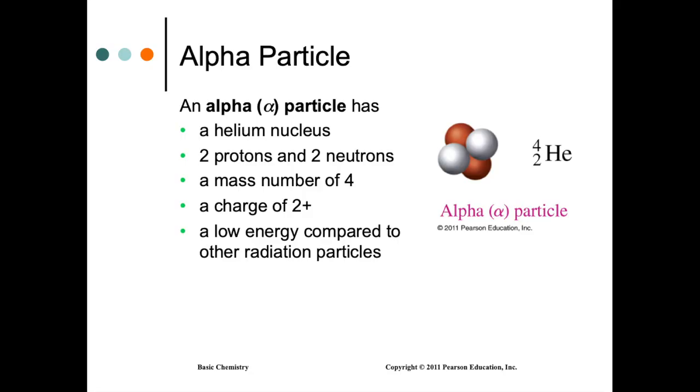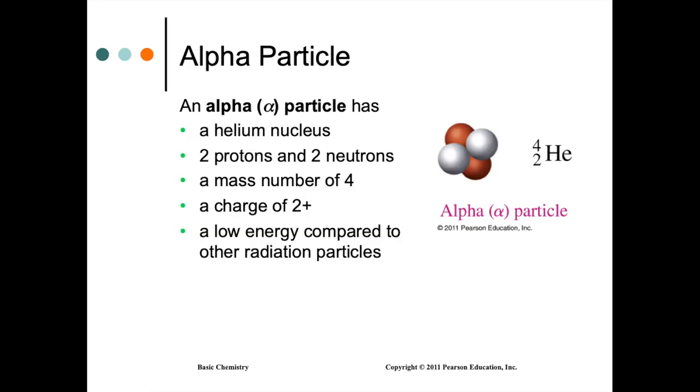An alpha particle, sometimes represented with the lowercase Greek letter alpha, or using the symbol for a helium nucleus, is pretty much just that. It's 2 protons and 2 neutrons, which are just the nucleus of a helium atom, right? So it's like a helium atom minus the electrons. Now, since it has 2 protons and no electrons, it has a +2 charge. Also, because it has 2 protons and 2 neutrons, it has a mass number of 4. It weighs about 4 atomic mass units.